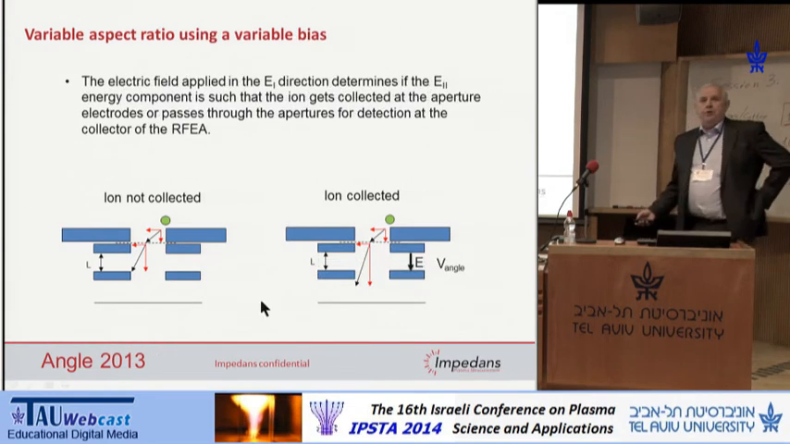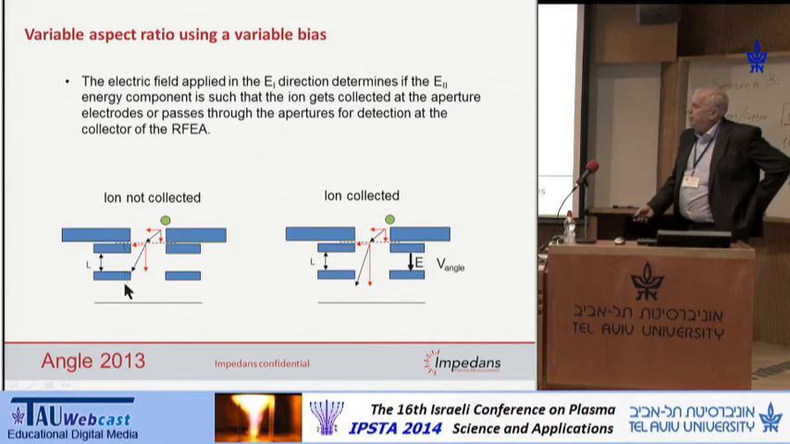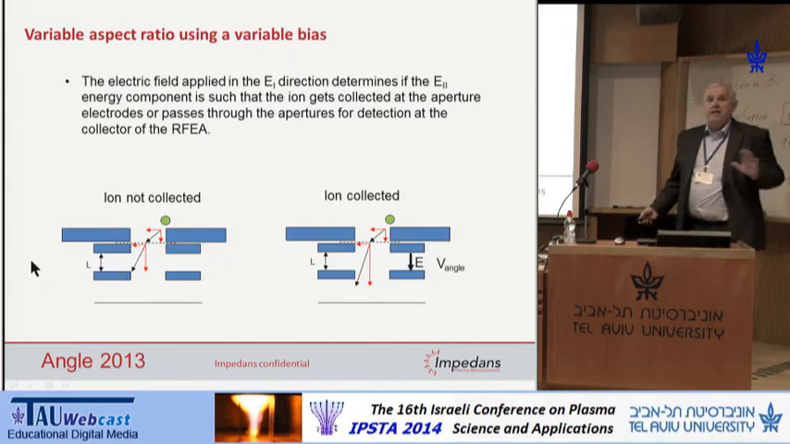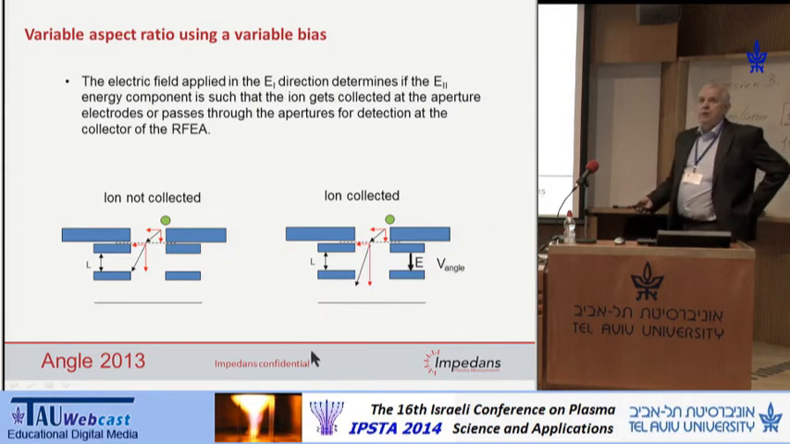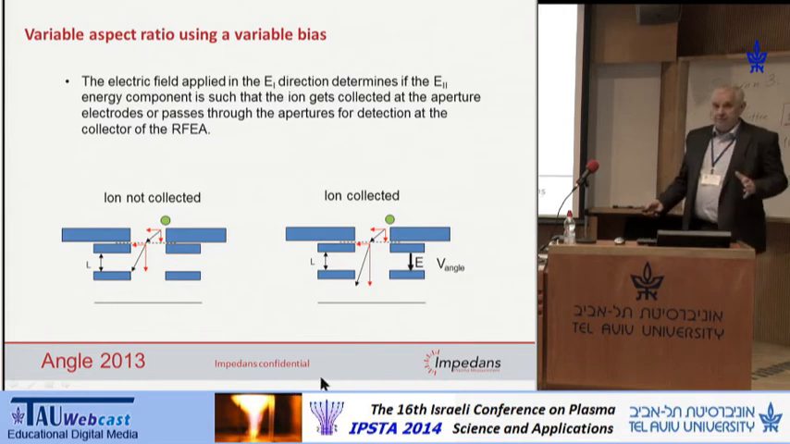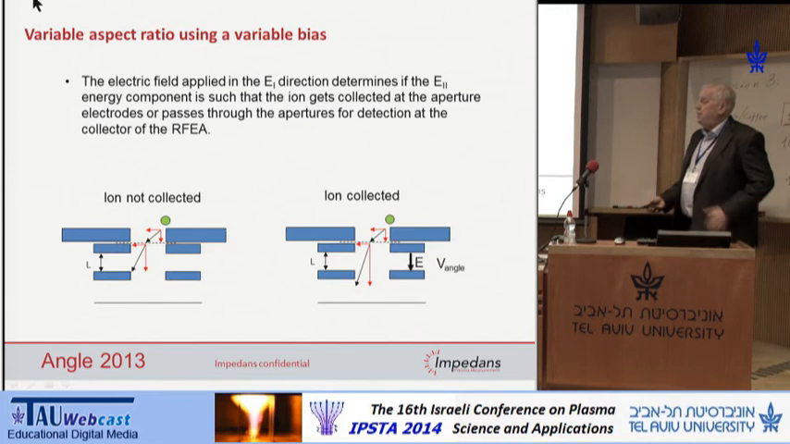If instead of varying the aperture, we have an energy analyzer with a fixed aperture, so we just fix L and we don't change L, but instead we apply a voltage between the two apertures, which creates an E field, then if we have zero field here, the ion has a certain angle. But if we now apply a voltage between these two apertures, we increase this perpendicular energy of the ion, and the ion now gets through. So we're changing the effective aspect ratio of the two apertures by changing the voltage.